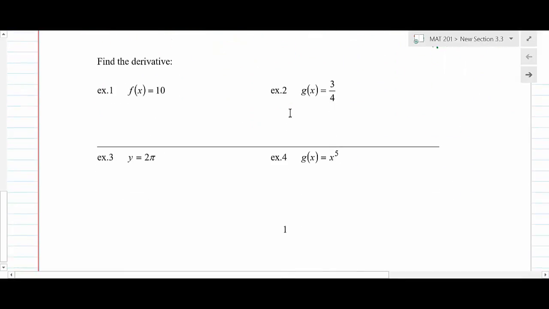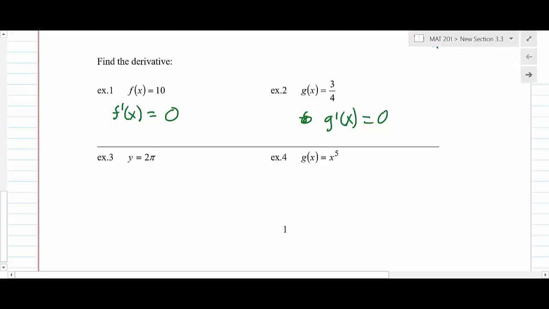So I give you a function, you give me the derivative. That's what we're doing right now. f of x equals 10. What's the derivative? 0. It's a constant, right? You've got a horizontal line, therefore the derivative is 0. g of x equals 3/4. What's the derivative? 0. Again, 3/4 is a constant. There's no variable in it.